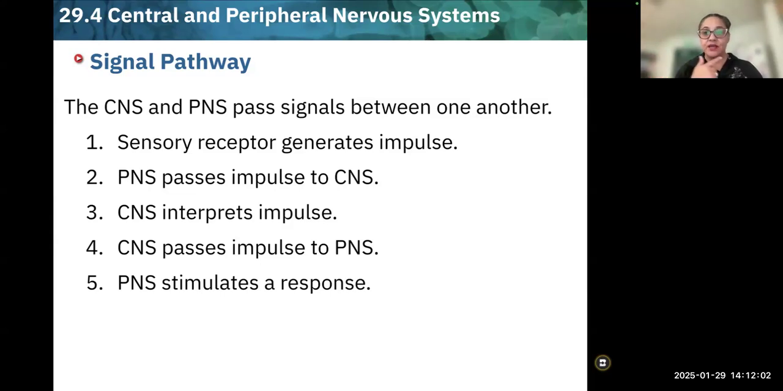We talked about nerve impulses back in 29.2. They're also called action potentials to get that process going of our nerves talking to each other. All those nerves, part of the PNS, pass that impulse to the CNS, the spinal cord, and then the brain. The CNS, the brain, interprets whatever that impulse is. The CNS passes a new impulse back to the nerves in the PNS, and then the PNS stimulates some sort of response. Like I said, most of the time you're stimulating your bones and your muscles to move a certain way.